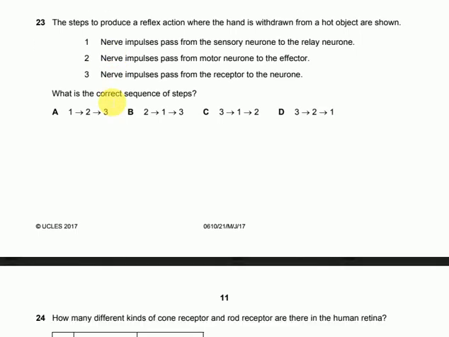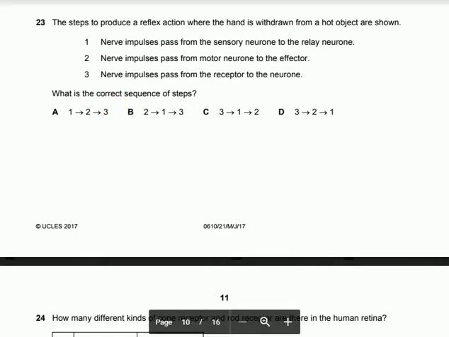Question number 23. The steps to produce a reflex action where the hand is withdrawn from a hot object are shown. Nerve impulses pass from the sensory neuron to the relay neuron. Nerve impulses pass from the motor neuron to the effector. Nerve impulses pass from the receptor to the neuron. Which is the correct sequence of steps?